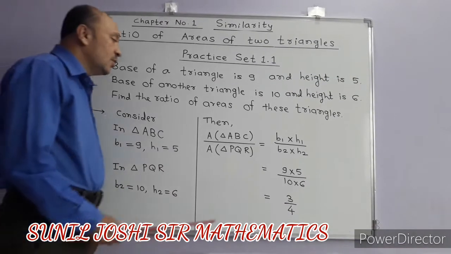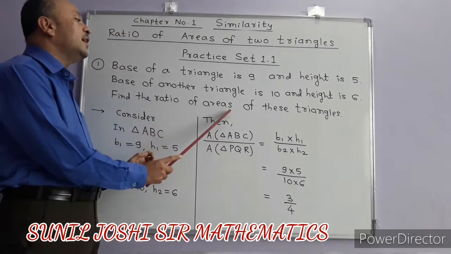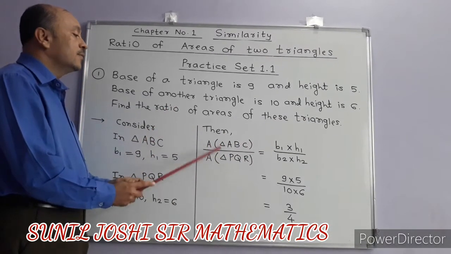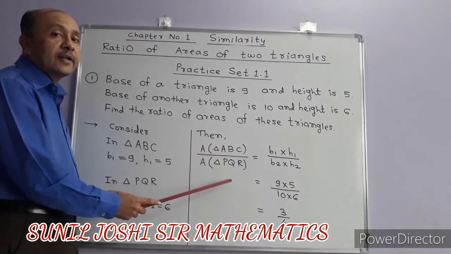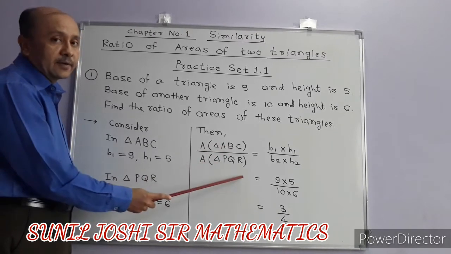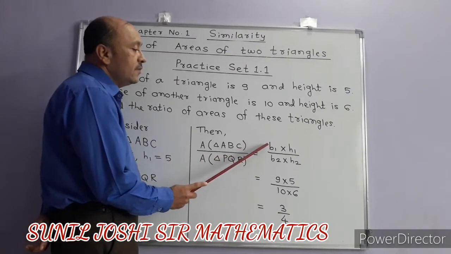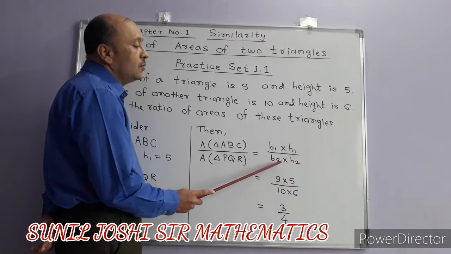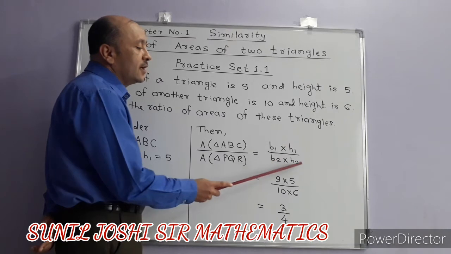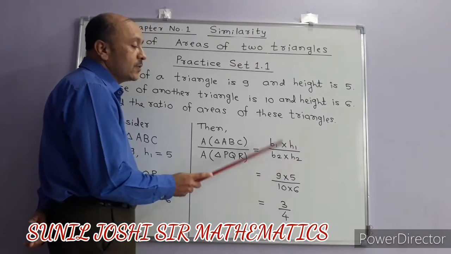Okay, so let us go ahead. We know the formula. The question says, find the ratio of areas of these triangles. Ratio means division, that is, area of one triangle divided by area of the other triangle. So area of triangle ABC divided by area of triangle PQR. Base is different, height is different. So what formula can we use here? That is B1 multiplied by H1 divided by B2 multiplied by H2. Bases are different and heights are different, so we are using this formula.